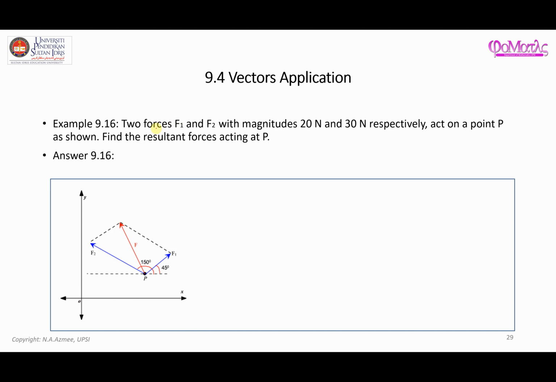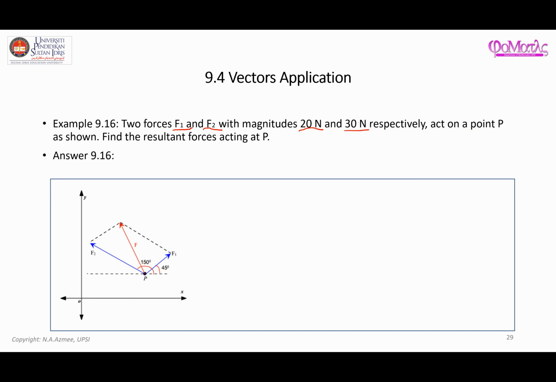Here we have two forces, F1 and F2, with magnitudes 20 Newton and 30 Newtons respectively. This is F1 with magnitude 20 Newton and F2 here with magnitude 30 Newton, and they both act on a point P, as shown. Find the resultant force acting at P. This is the resultant force, the combination of vector F1 and vector F2.